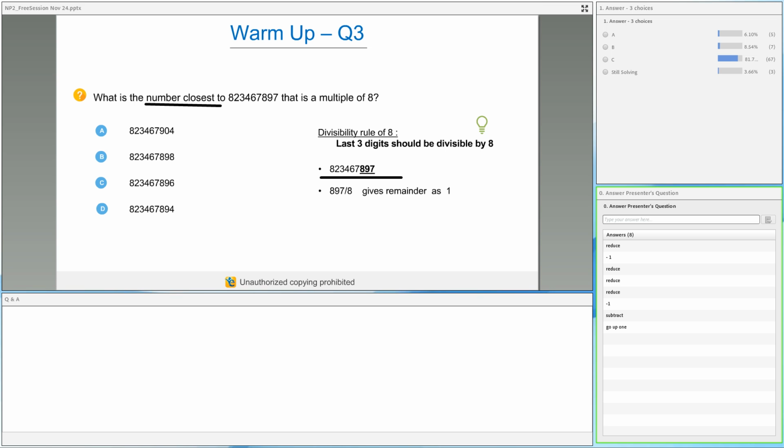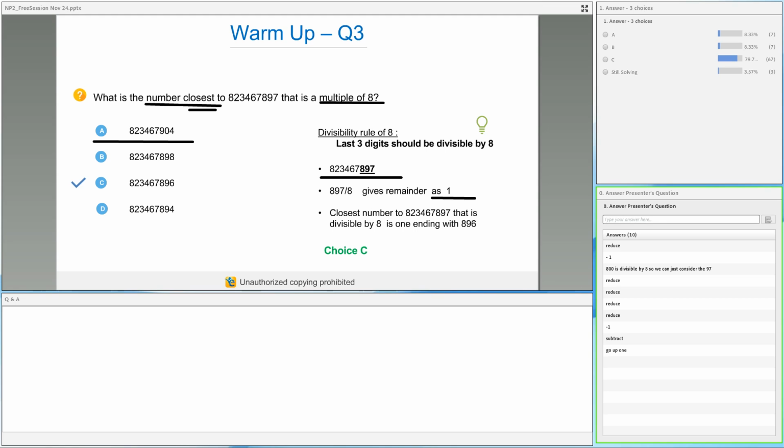We are asking for a number which is closest. So there are two ways in which you could have got a number which is a multiple of 8. If you have 1 extra, you could have added 7 more to it to make it divisible. Those of you who did that ended up marking option A, which is not the correct answer because we are looking for the closest number. So if you want to go close, instead of adding 7, it is always best to subtract 1 from it and get the closest number, which in this case would be option C. Okay, is this clear?